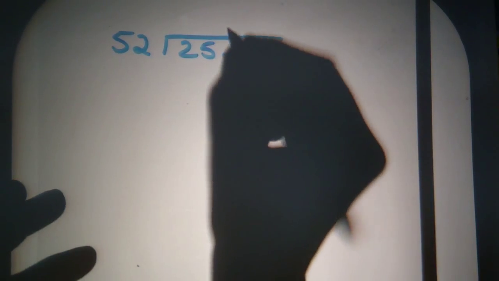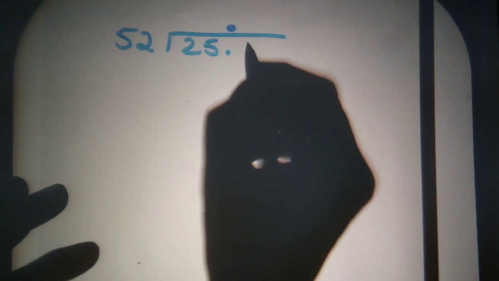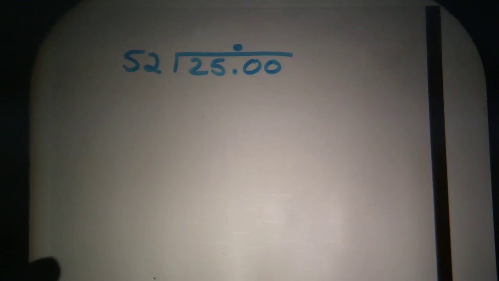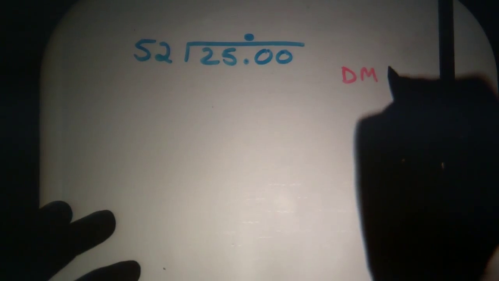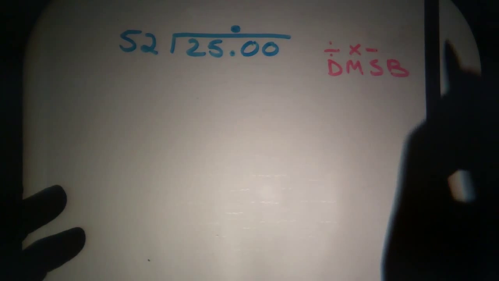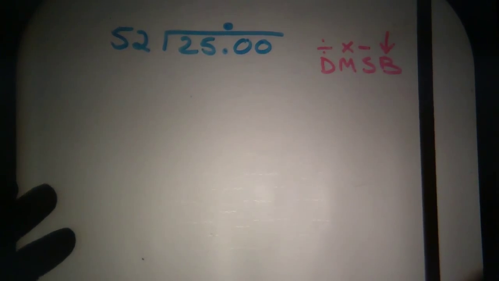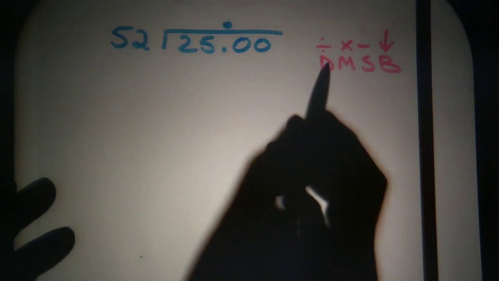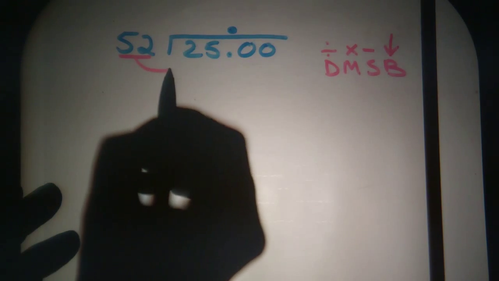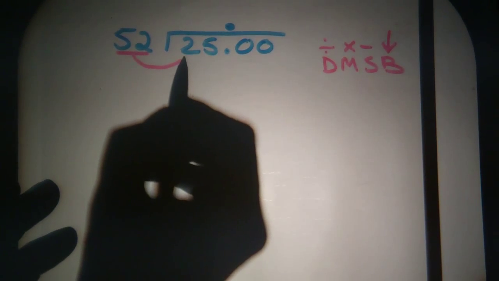So 52 divided by, I'm going to put my decimal here, don't forget to bring it up here. Now we're doing division. We have our little dad, mom, sister, brother. Dad says divide, mom says multiply, sis says subtract, and bro says bring it on down. So at this point you need to ask yourself division. Dad says divide 52 into 2. No, can't divide 52 into 2.